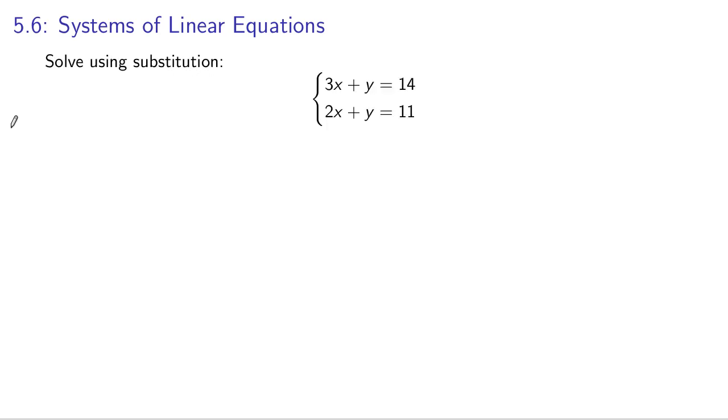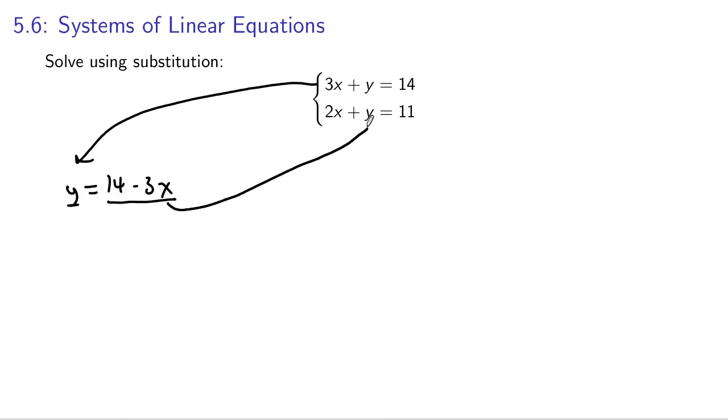So let's practice. First, let's solve using substitution. So the first step was take one of the equations, doesn't matter which one, solve for one of the variables, doesn't matter which variable. Let's solve for y. Okay, now substitute what we have here for y. So plug what we have for y into the second equation. That gives us an equation with only x in it. Now we can solve for x.